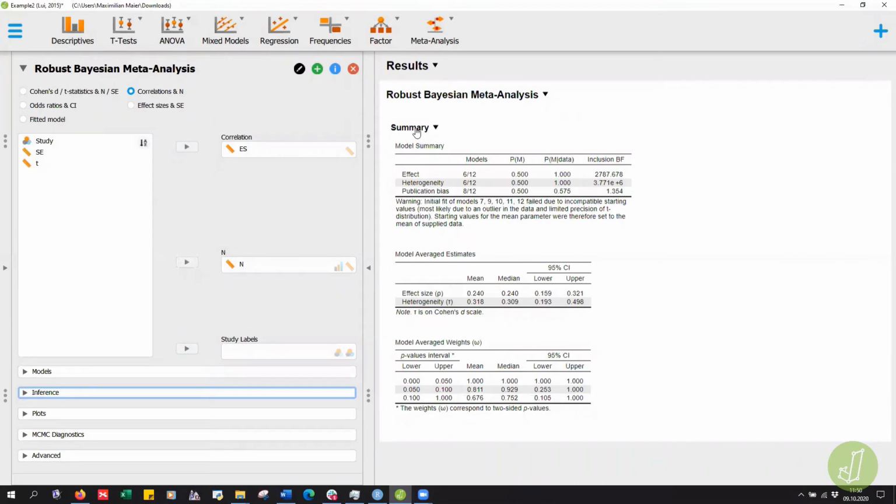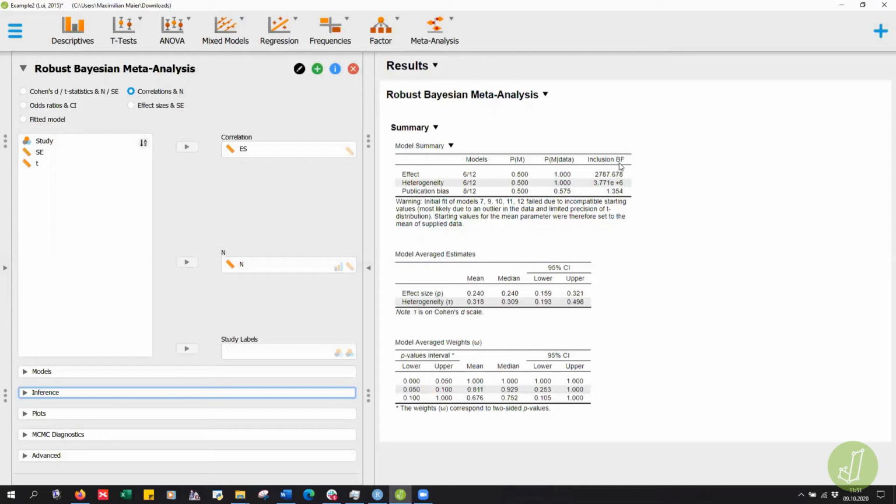First, let us take a look at the summary. Here we can see the posterior probability for an effect, heterogeneity and publication bias, and also the inclusion Bayes factor. First, let us look at the posterior probability. This tells us that we are now basically certain that there's an effect and heterogeneity because it's 1, or actually slightly smaller than 1, but almost 1. But we don't really know about publication bias. It's only a little bit more likely than before seeing the data.